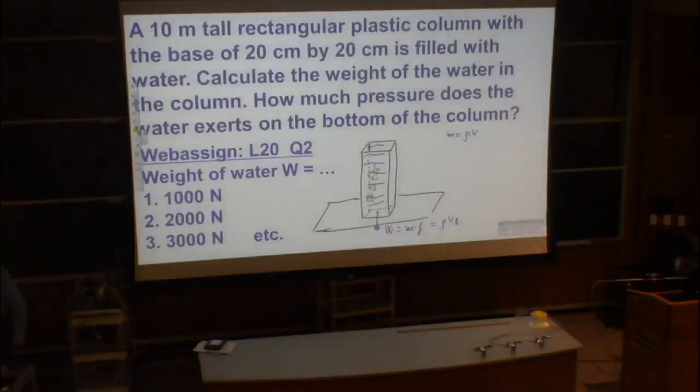Good. So at this point, we just have to start plugging numbers into this equation. If we use the international system of units, that's the density. g is about 10. How do we calculate the volume?